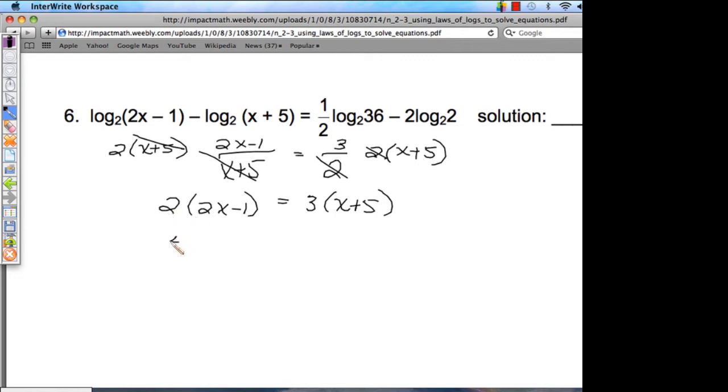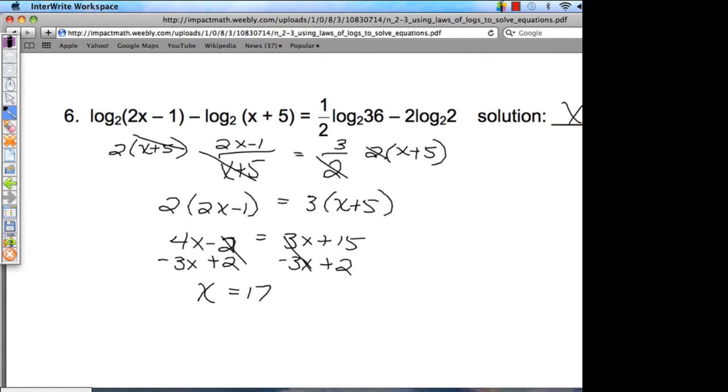Alright, so 4x minus 2 is equal to 3x plus 15. Subtract 3x, add 2 to both sides. Okay, just typical solving equation. X then is equal to 17. If you substitute 17 back up here, you end up with no negative numbers, so it's a good solution. So x is equal to 17. And we're done.